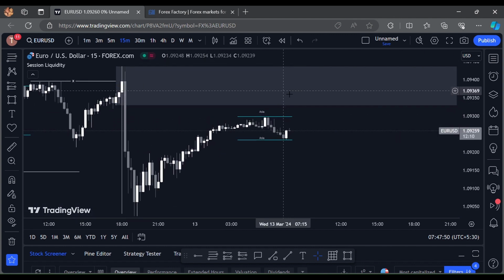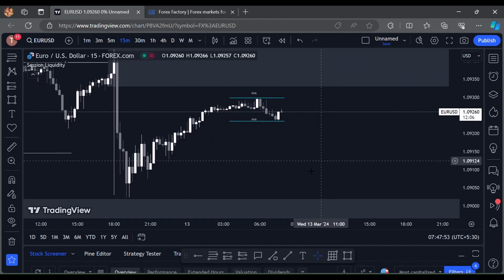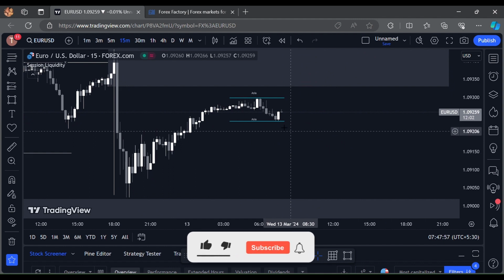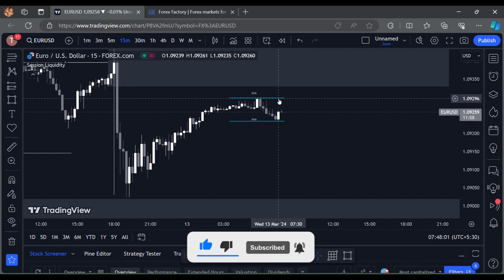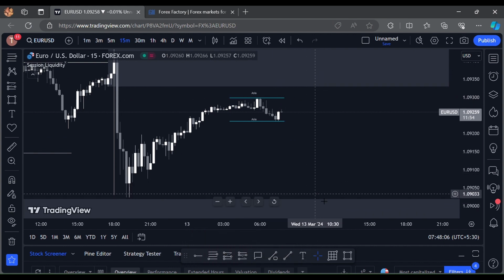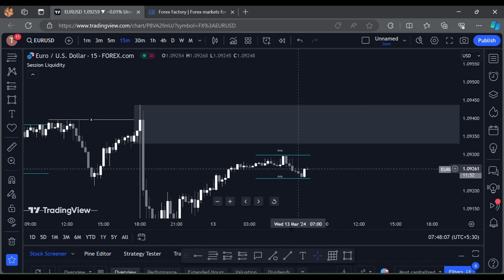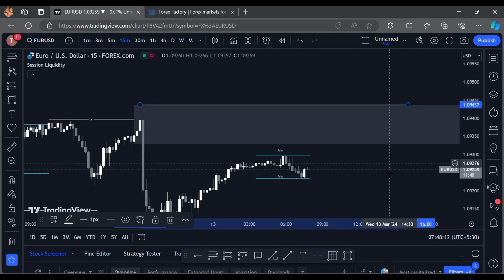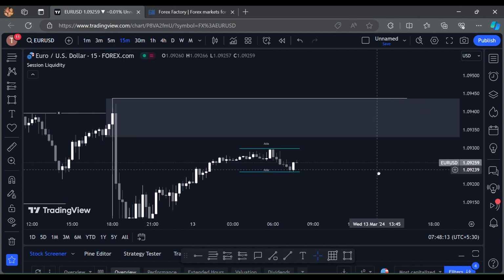So I'm anticipating the price to take the Asia high, mitigate this POI and then move into the downward direction. So for today's bias, I am bullish till this Asia high is broken by the market and then we are going to move into the downward direction towards this POI. If not, this is our invalidation zone. If the price invalidates this zone, most likely we are going to be bullish into the market.